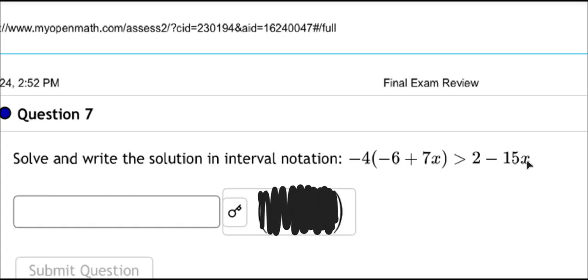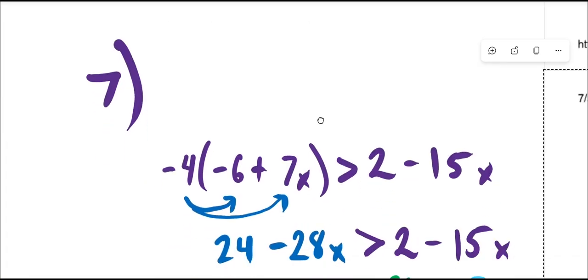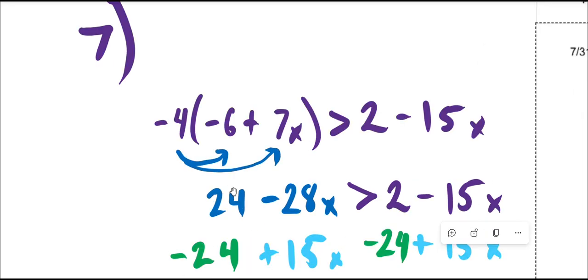Question 7 is another linear inequality. We begin by copying the problem. And just like any other linear equality, we would want to distribute first to simplify each side. Negative 4 distributes as such. And now I have chosen to move the x values so that I do get a negative coefficient because I want to remind everyone about what happens to our inequality in that case.